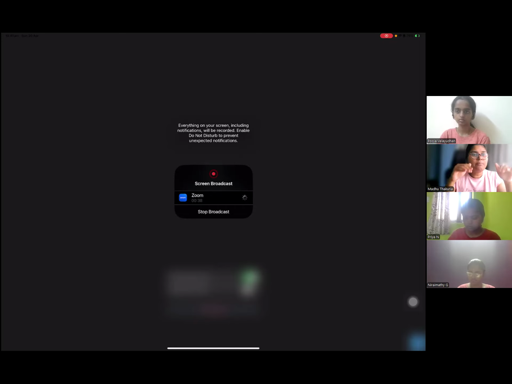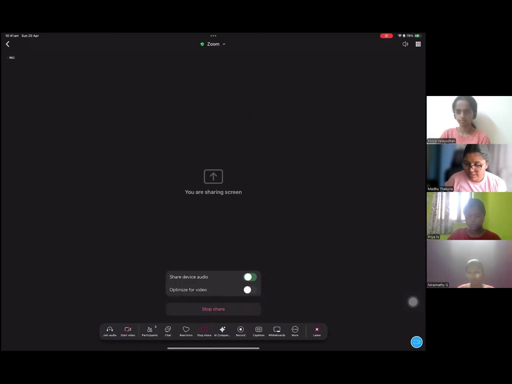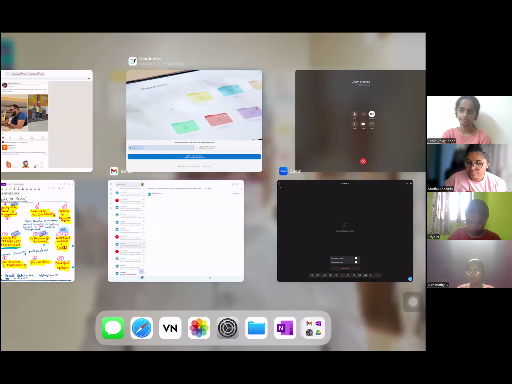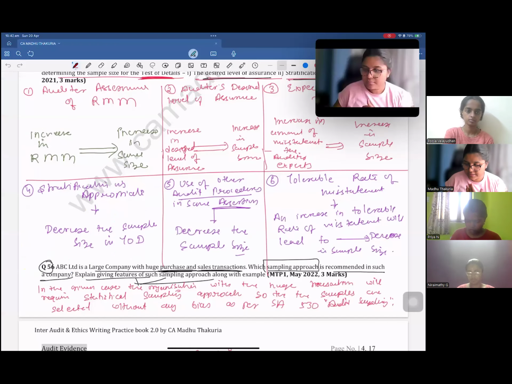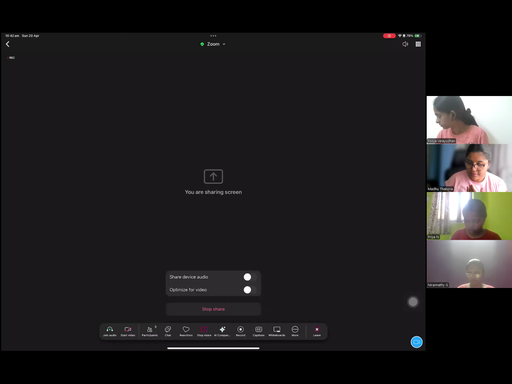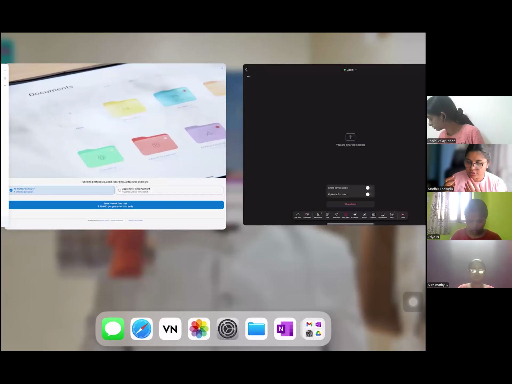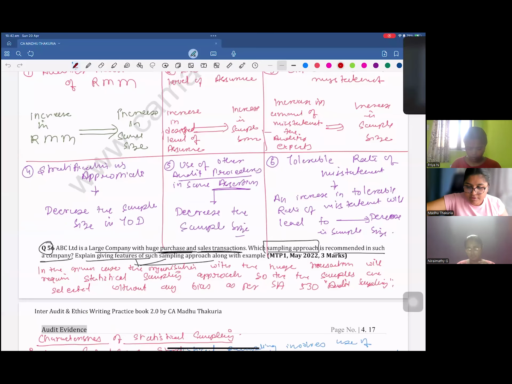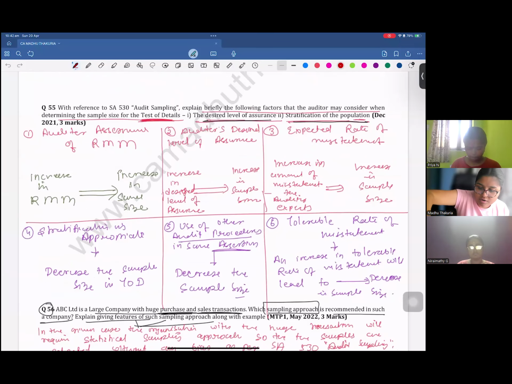Now, it also depends on whether you are going to do control testing or details testing. Do you have this concept in your books, guys? Yes, ma'am. Are you going to do control testing or detail testing? Based on that, you will decide what your sample size will be. Now, this is a question with reference to SA 530 audit sampling.